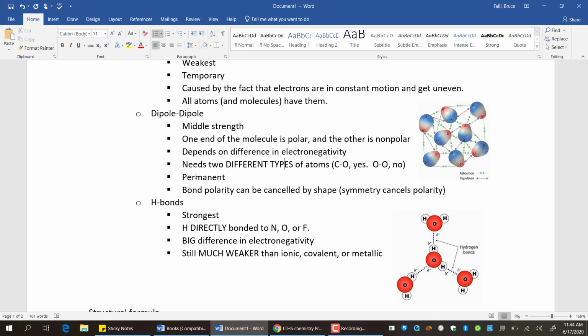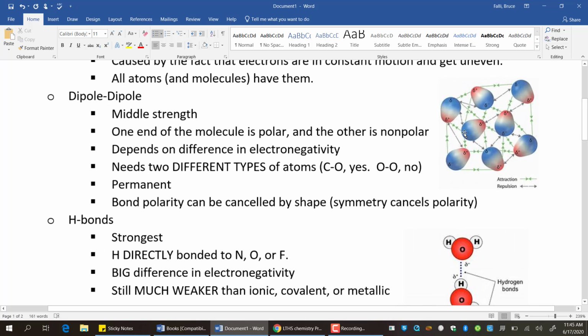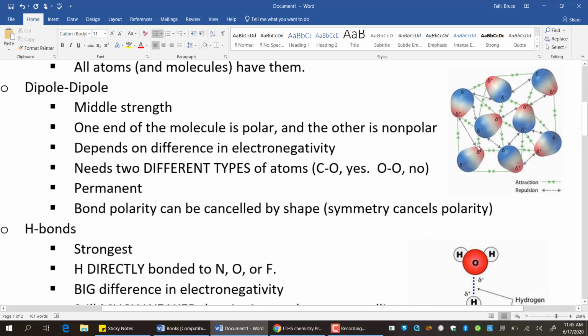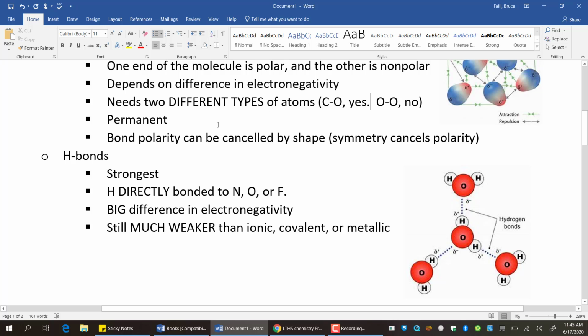Okay. So here, this is labeled. So the red is showing positive, right? So that means the electrons are over here. This is the more electronegative one. This means less electronegative. And because it's positive, the molecule near it, the positive will be attracted to the negative. Excuse me. They are permanent. When you need two different types of atoms. Bond polarity can be canceled by shape.